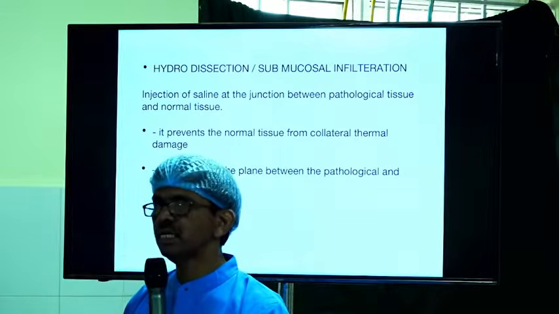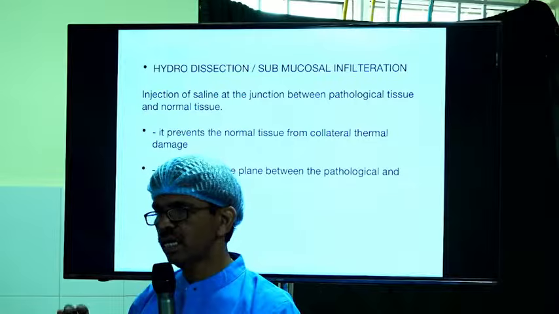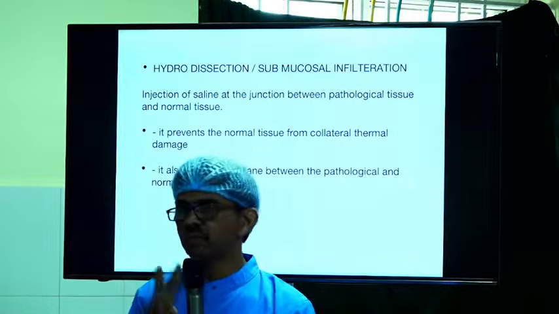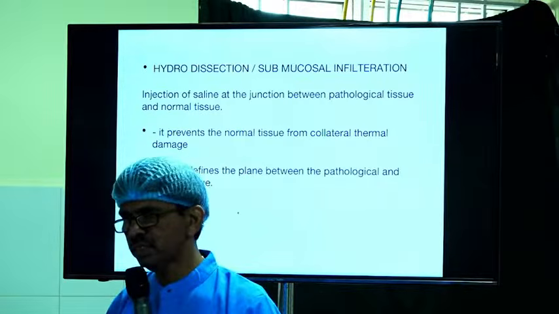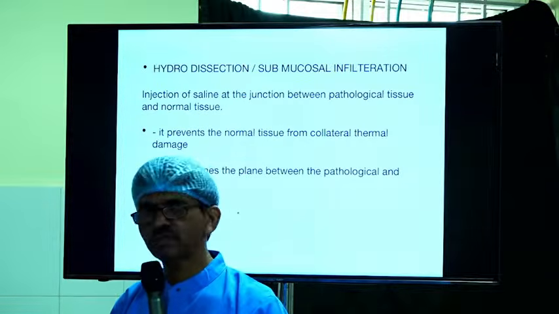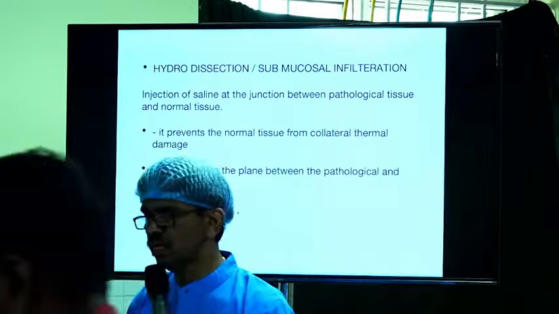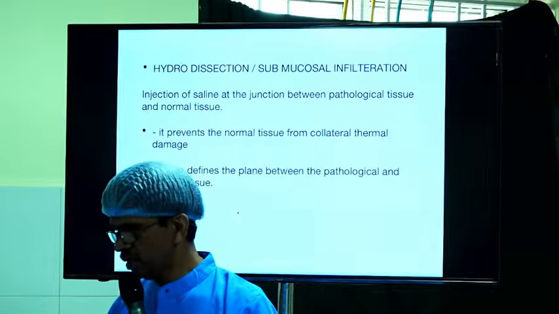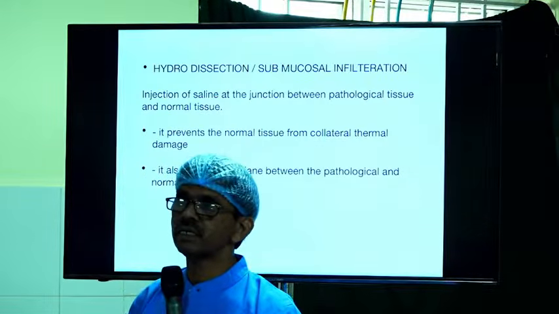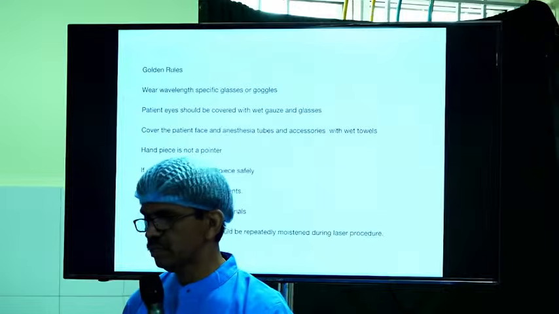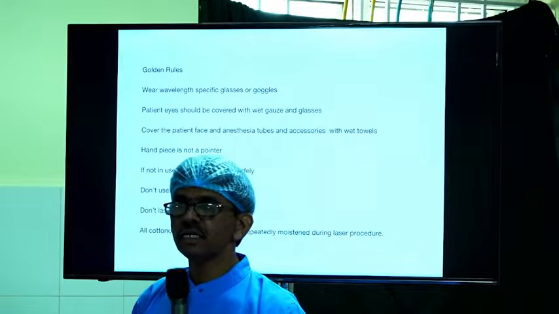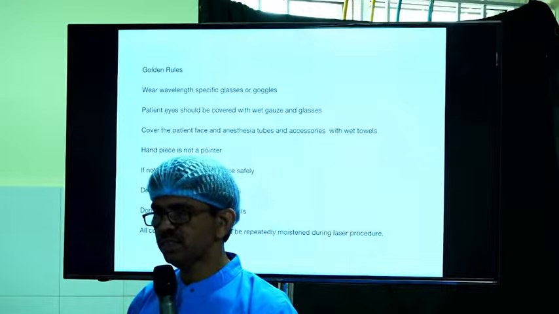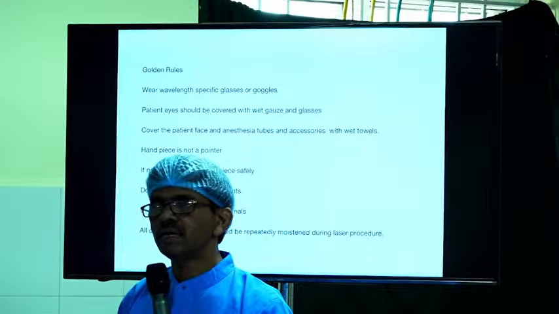In transoral microlaryngeal surgery, as I think Akshay has already described, hydrodissection and submucosal infiltration, an injection of saline at the junction between the pathological and the normal tissue, is done. There are two important advantages of this. It prevents the normal tissue from collateral damage, and it defines the plane between the normal and pathological tissue. So this is very important in transoral laser microlaryngeal surgeries.